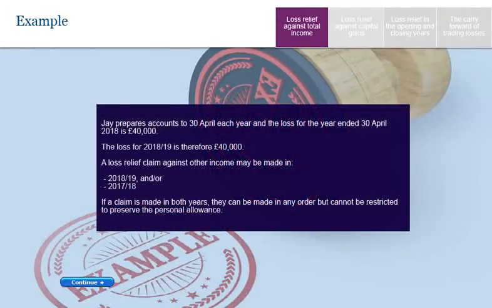This first example reiterates the flexibility of the claim, so the loss for 2018 of 40,000 can be the subject of a claim in that year and or the one before, in any order. There are some following screens on capital gains tax and a loss relief claim, as you'll see in a moment, for the loss against gains can be made in those same years following a loss relief claim against the general income shown on this screen first. The gains claim piggybacks on the claim against income.